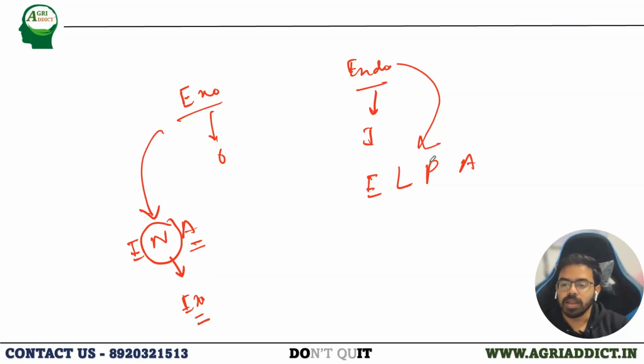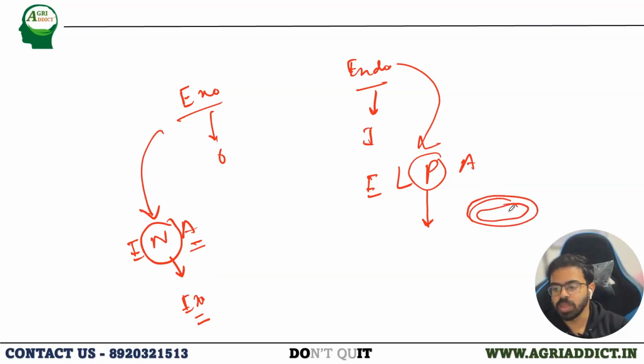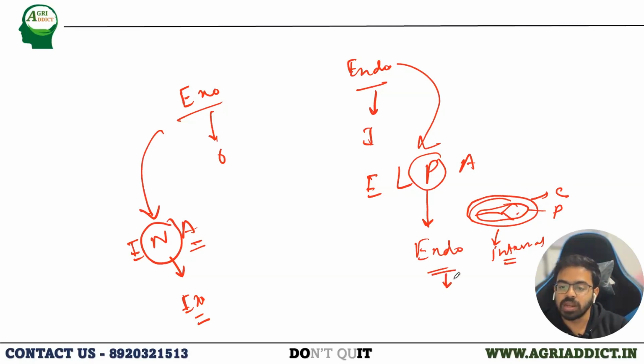Whereas in endopterygote insects, the wing buds develop inside the cocoon. This is the cocoon, and here is the pupa. The wing buds develop inside the pupa, which is enclosed within a cocoon, so it is an internal affair. That is why we say it is endopterygote. Wings develop internally in endopterygotes, and externally in exopterygotes. Okay, is it okay?